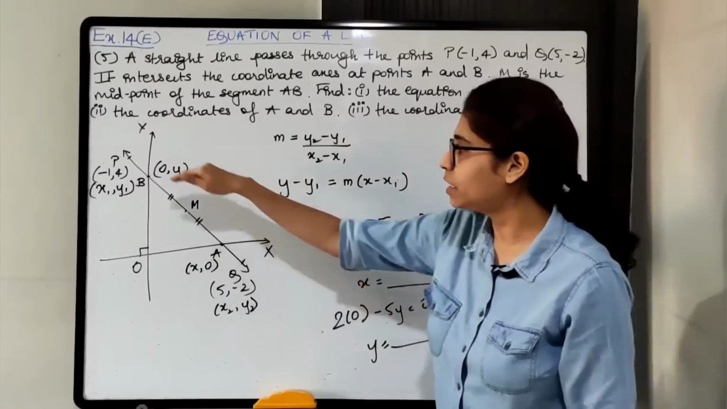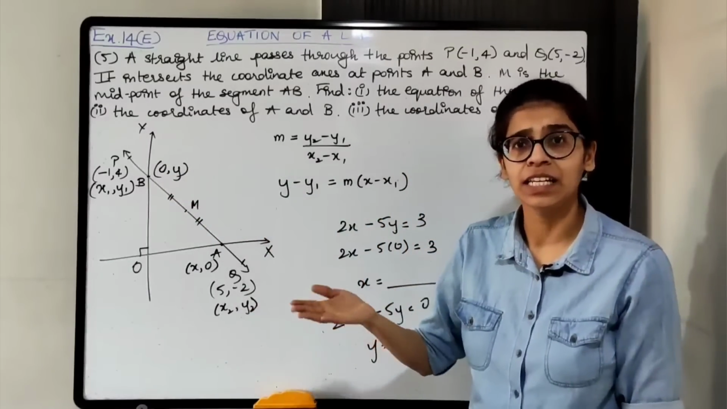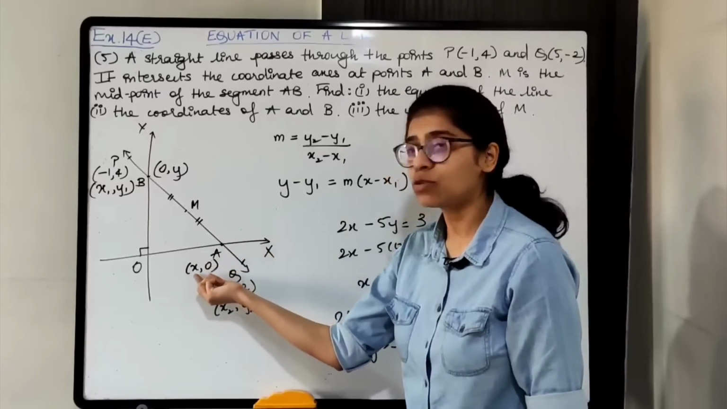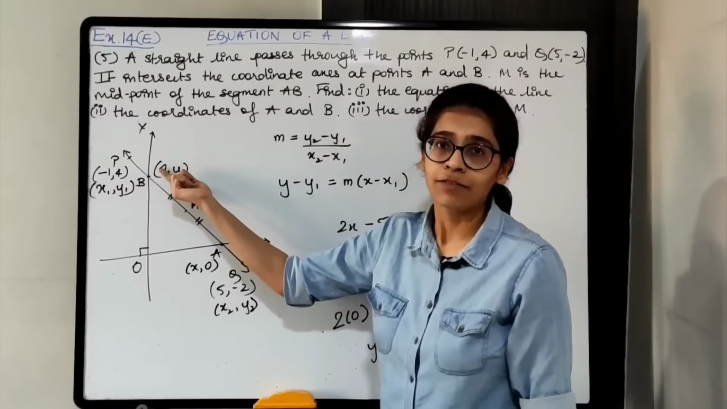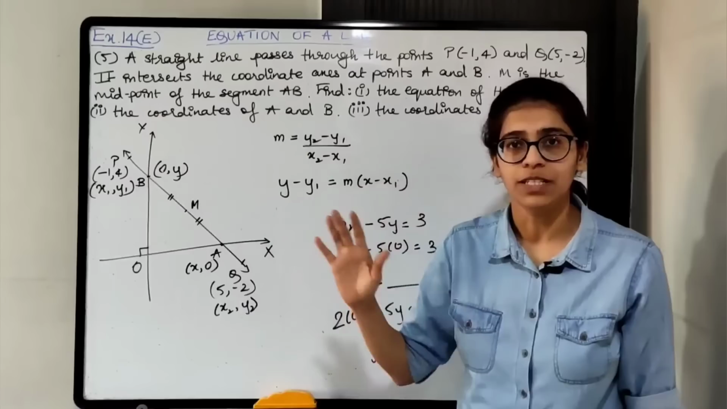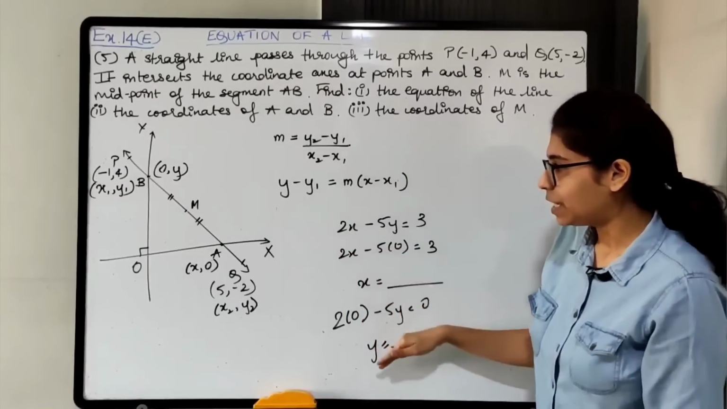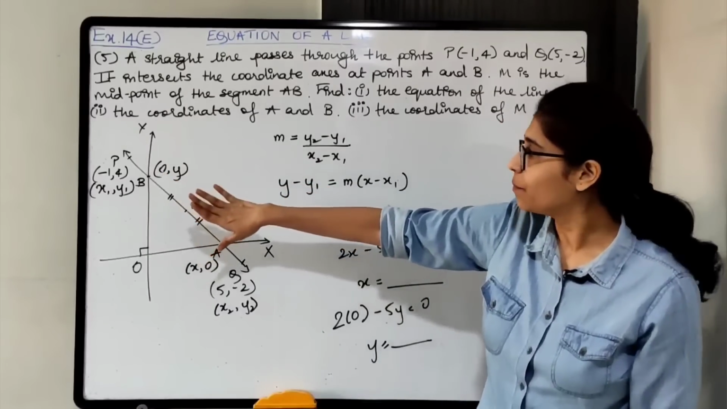So I'll get the coordinates of A and B very easily because A is lying on x axis, so it will have x coordinate, y coordinate will be 0, and for B it will have y coordinate but x coordinate will be 0. Okay, so I will get easily the coordinates of A and B.